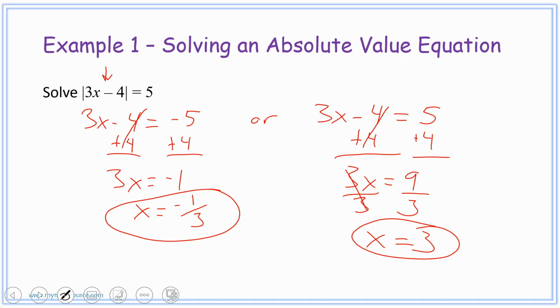And if you were to substitute in there to check, you'd say 3 times -1/3, well, that's going to give you -1, and -1 subtract 4 is -5, and the absolute value of -5 is 5. And if you were to substitute this one in here, 3 times 3 is 9, 9 subtract 4 is 5, and the absolute value of 5 is 5.